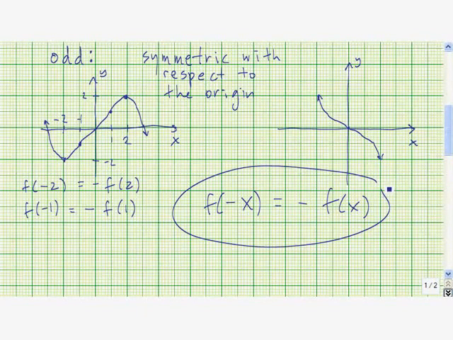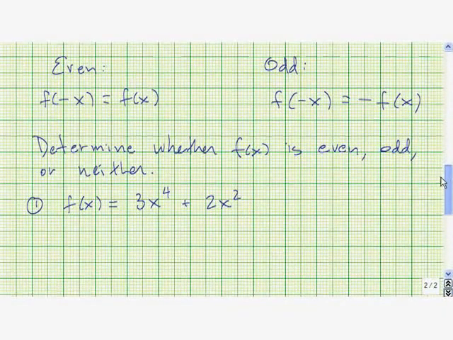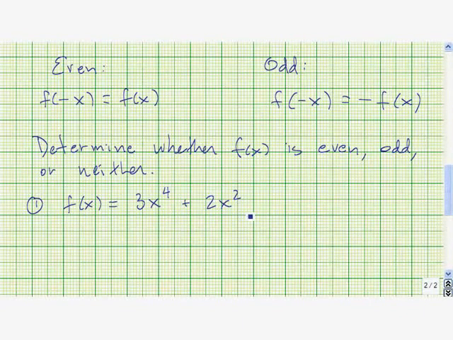Okay, let's take a look at some examples. Let's determine whether this function here is odd, even, or neither, because not all functions have to be one or the other. They might not have any kind of special symmetry. Because of these exponents, 4 and 2, I'm thinking that this function is going to be even. So let's find out. What we're going to do is we're going to take these two x's and replace them with negative x.